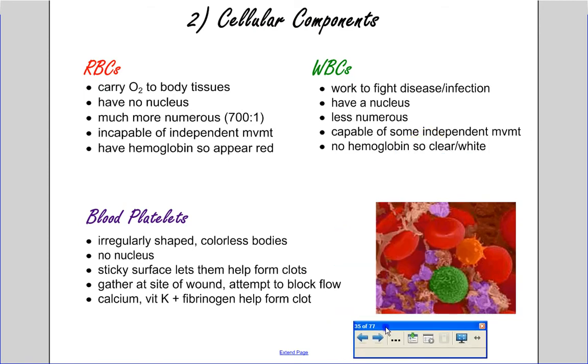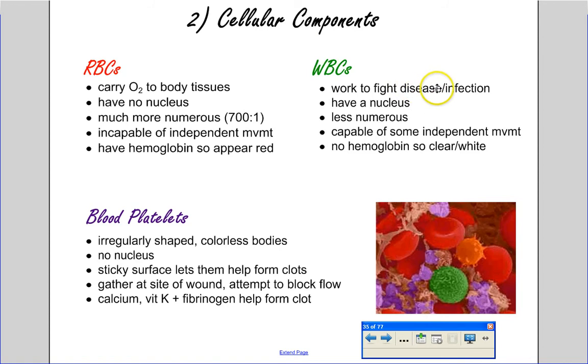Okay, so this is kind of a compare and contrast page, and it would be a really good way to study the different components of blood by doing compare and contrast. So if you look, the top line kind of talks about their main job. So for red blood cells, their main job is to carry oxygen to the body tissues. That's their main job. They have hemoglobin inside, and that's what hemoglobin will do. It'll bind the oxygen, and then the red blood cell will carry the oxygen around to the body tissues.